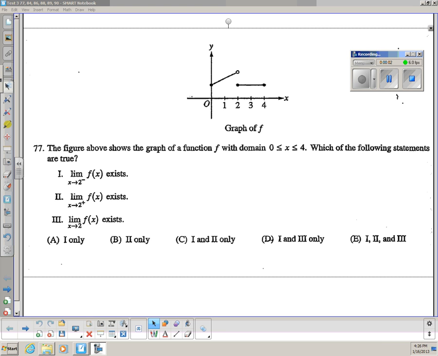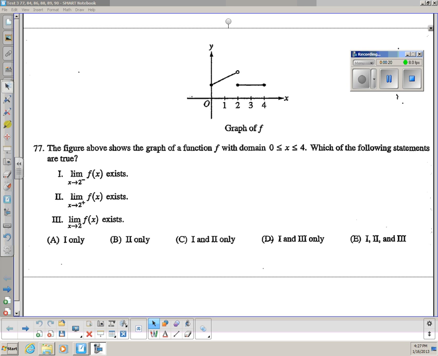All right, this is the video for test number 3, the problems after including question 77. So number 77, this is a very easy question, hopefully. The figure above shows the graph of a function f with domain from 0 to 4, including the endpoints. Which of the statements are true?